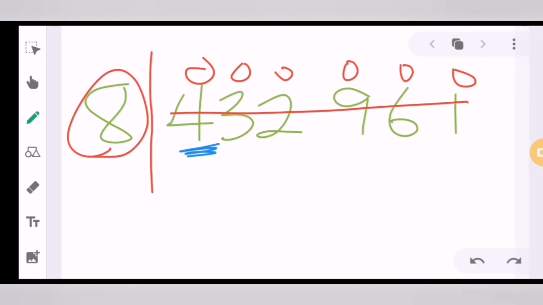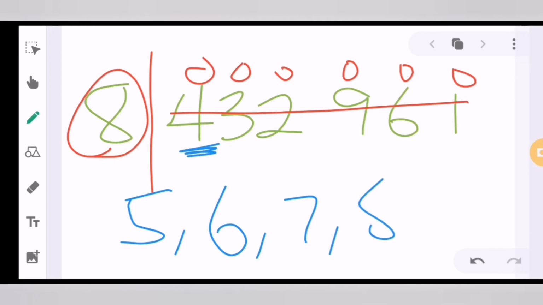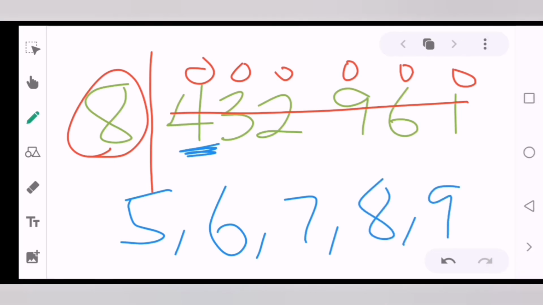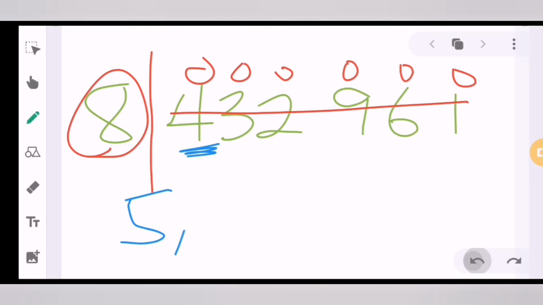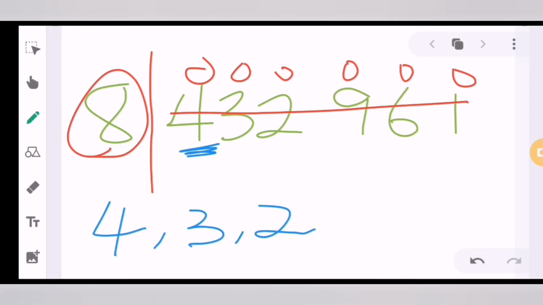We leave it like that. If it was a 5, a 6, a 7, 8, or 9, then we were going to add 1 to the 8. However, if it is a 4 going down to 0, that is 4, 3, 2, 1, or 0, then when you cross the line, you don't add the 1 to the next number. Get it? Got it? Great.